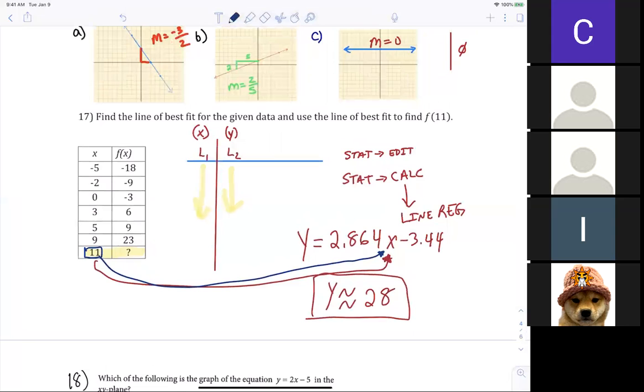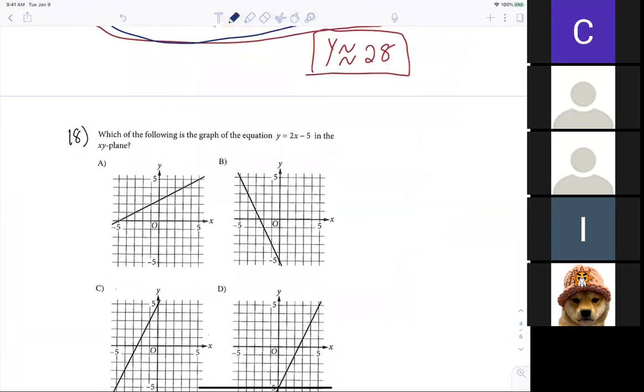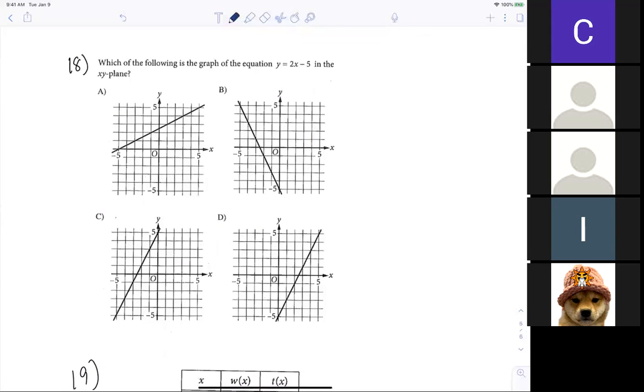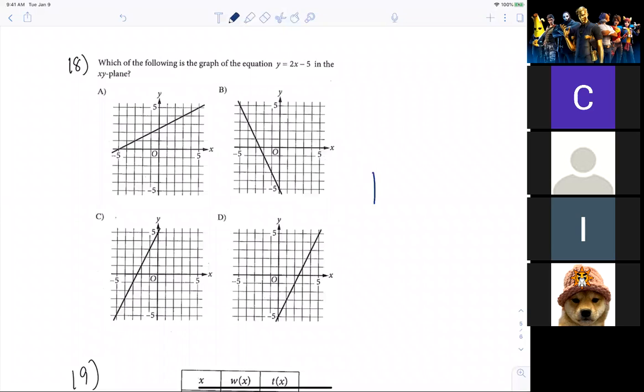Now let's take a look at these SAT and ACT problems. I threw a couple of these on just to keep you honest. Number 18. Someone tell me what the answer is to number 18. D. Yay, D is correct. Anybody have any issues?